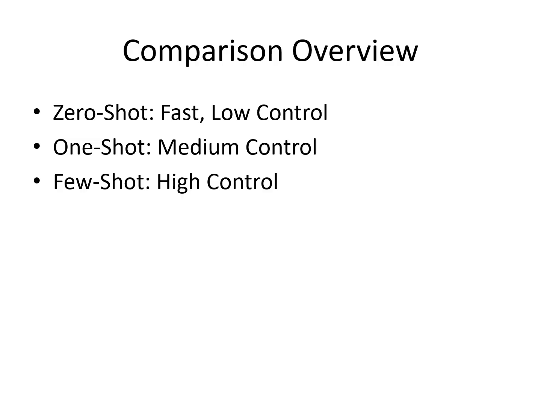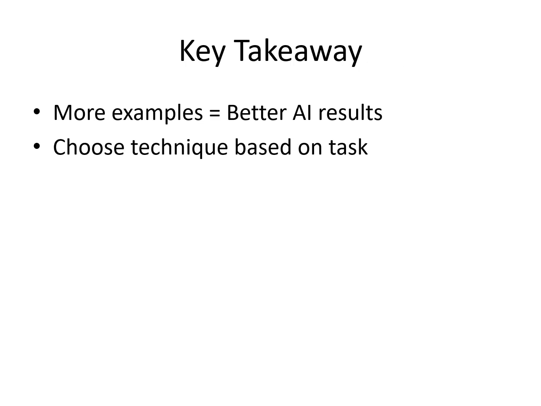If you do a comparison, it shows how control increases as we provide more examples. If you provide more examples, you will get a more similar, desired output. Few shot prompting offers the highest consistency. The key takeaway is simple: more examples usually means better AI results. Choose the prompting technique based on the task complexity. It's all up to you which technique you want to utilize for your output.